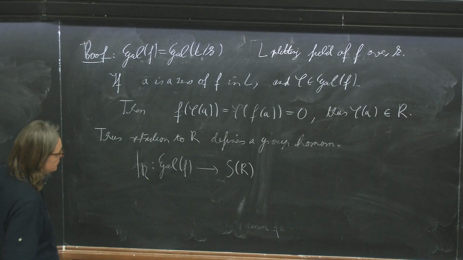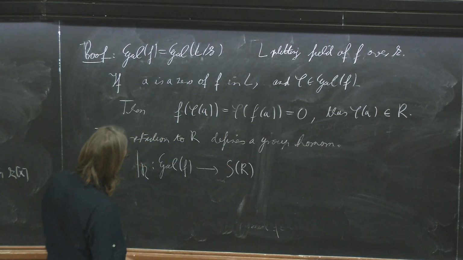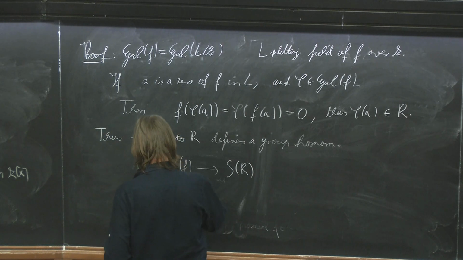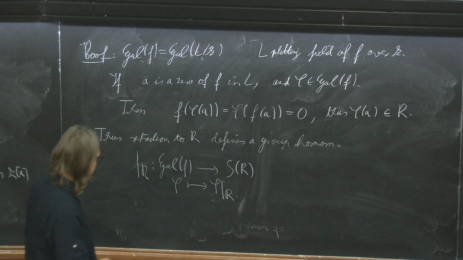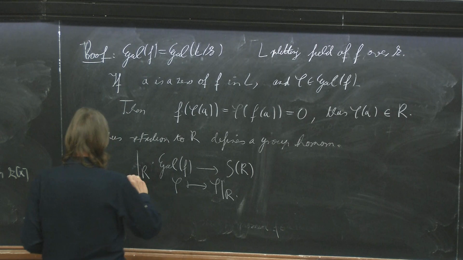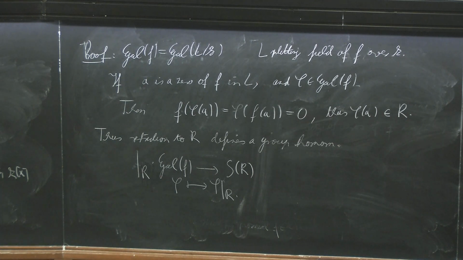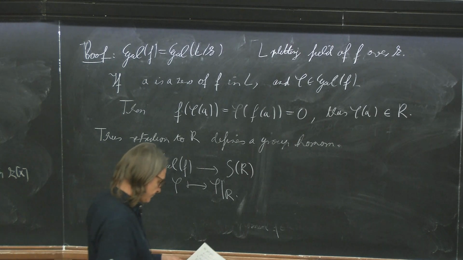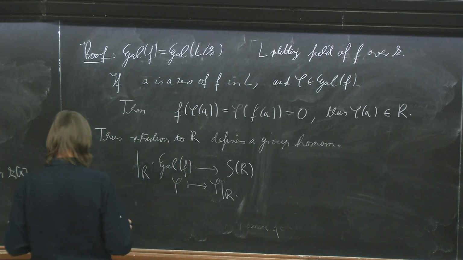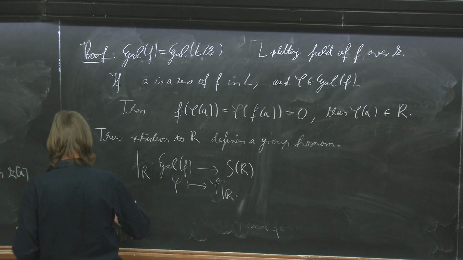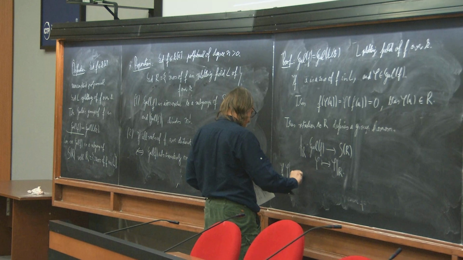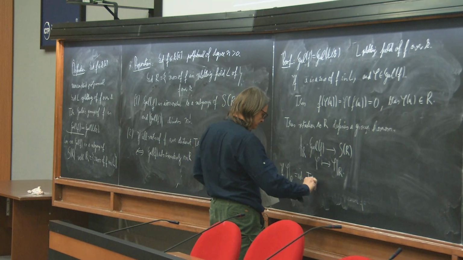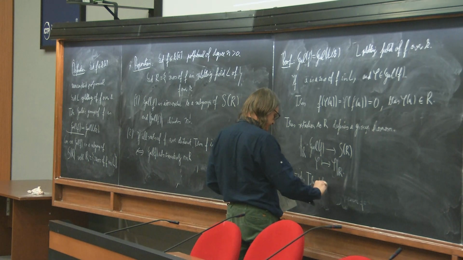Because obviously this gives us a permutation of the roots, which sends R to R. Again, it's a group homomorphism because we have composition as group operation on both sides. So if phi restricted to R is the identity, then phi is also the identity.